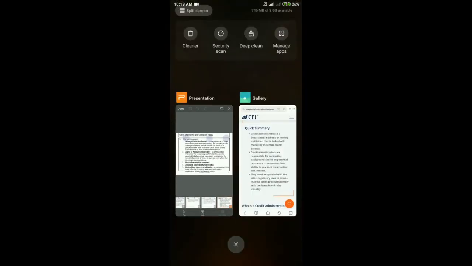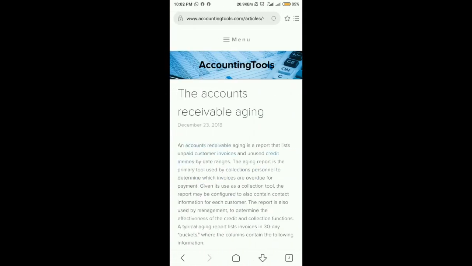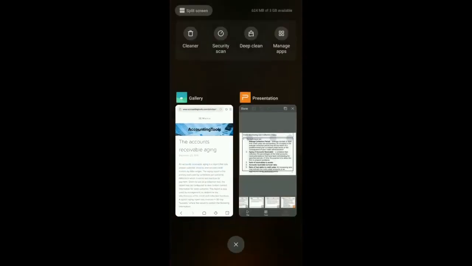So the next technique is aging of account receivable. Aging of account receivable is a schedule that indicates the percentage of the total account receivable that has been outstanding for a specified period of time. It is used to allow the firm to pinpoint problems. We will look at the Google first. An aging of account receivable is a report that lists unpaid customers' invoices and unused credit memos. So it is to determine the effectiveness of credit and collection funds.